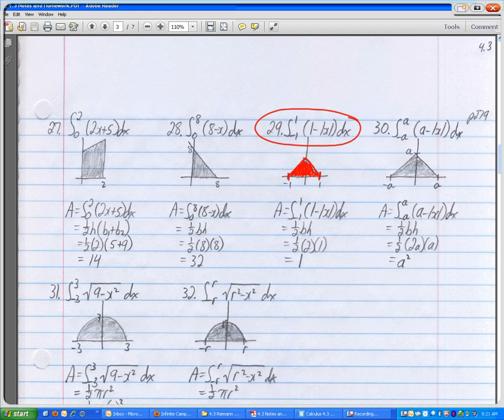So it's a triangle. So its area is 1/2 base times height. The base would be from -1 to 1, so that's 2. The height is 1. Remember, the height has to be perpendicular to the base. So it would be like that. That would be the height. So 1/2 times 2 times 1 is 1.